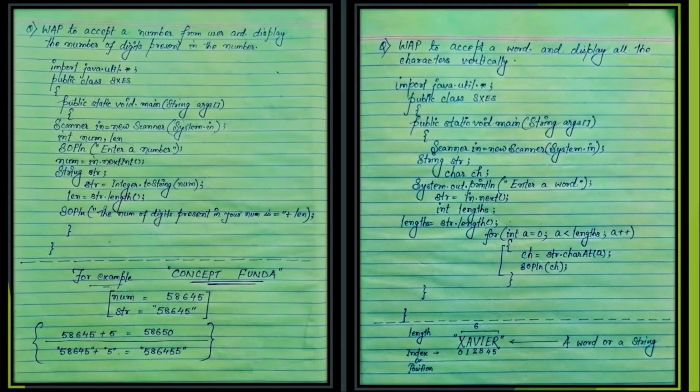After that, String str. Why? Because we are going to accept a word, that means a string. Okay, char ch. Why? Because we will need to find out the individual characters. That is why the data type I have taken is char ch. After that, System.out.println, enter a word. That means on the console we are printing this particular line, enter a word, so that the user can check what is to be done. As soon as the user sees enter a word, definitely he or she will enter a word.